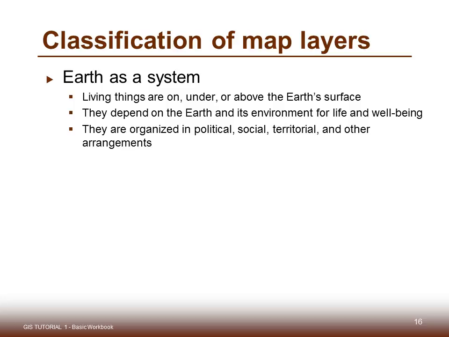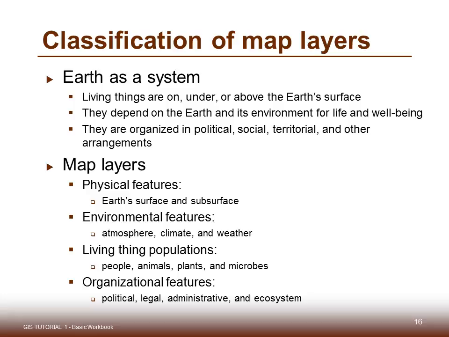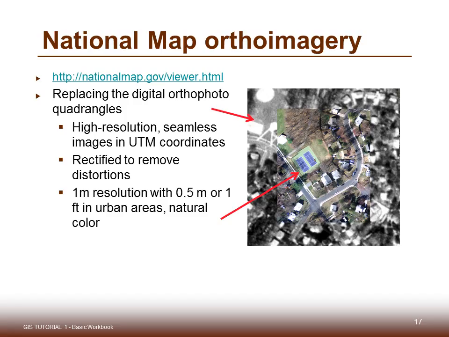Classification of map layers can happen when looking at Earth as a living system. So living things are on, under, or above the Earth's surface. They depend on the Earth and its environment for well-being and are organized into political, social, territorial, and other arrangements. Map layers in this case might include physical features, such as the Earth's surface and subsurface, environmental features, such as the atmosphere, climate, and weather, living thing populations, people, animals, plants, and microbes, organizational features such as political, legal, administrative, and ecosystem information.